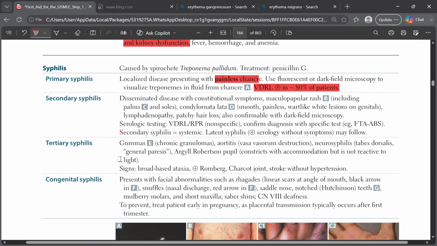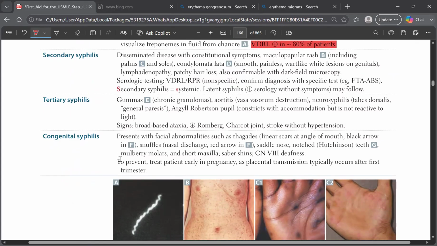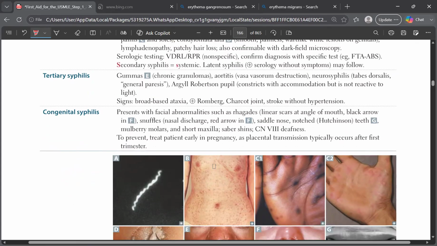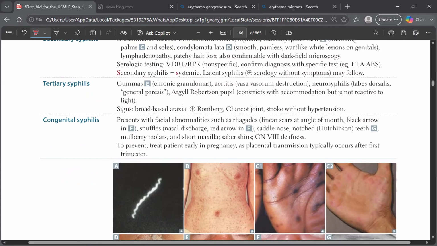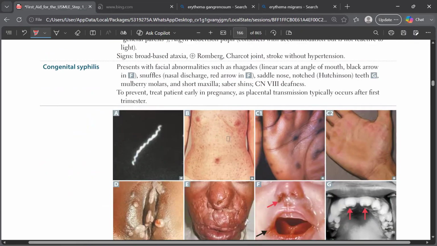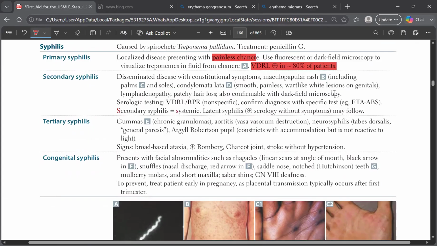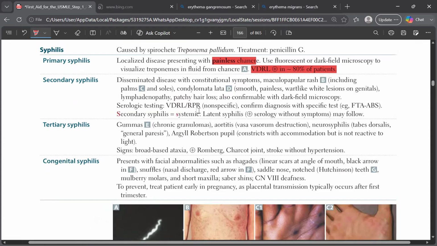Then we have secondary syphilis, which is a disseminated disease with constitutional symptoms, including a maculopapular rash, including palms and soles. This one is the rash, maculopapular rash, in C1, C2, C3. And D is the condyloma lata, which is smooth, painless, wart-like white lesions on the genitals. Then we have lymphadenopathy, patchy hair loss, also confirmable with dark-field microscopy.